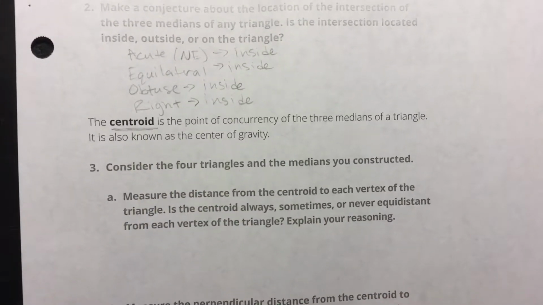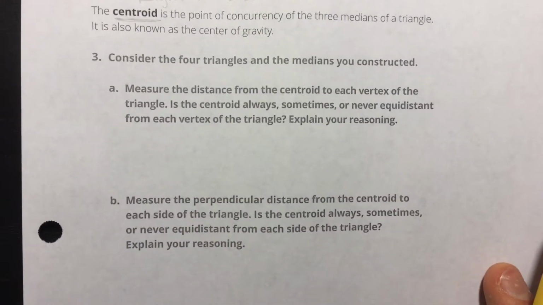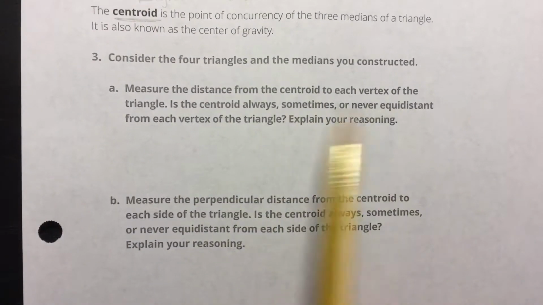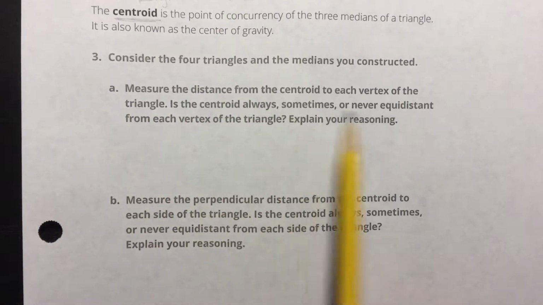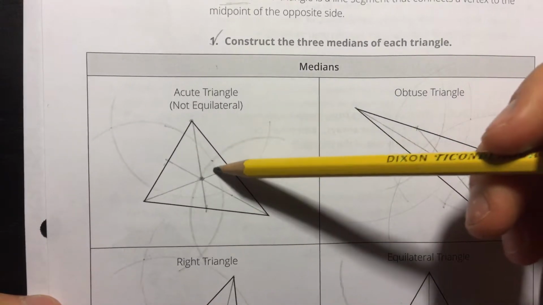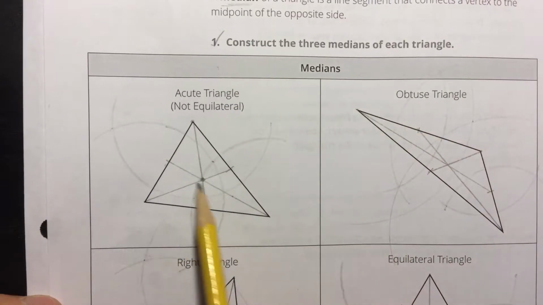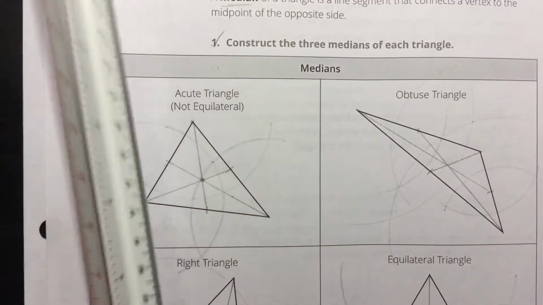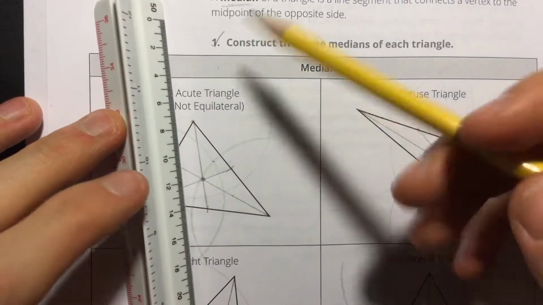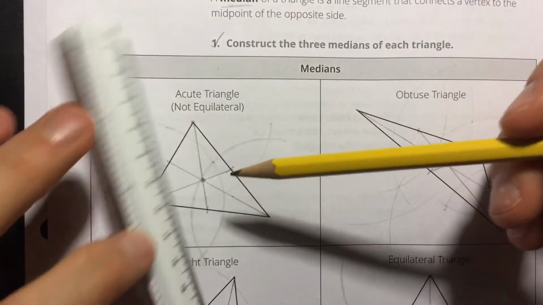So now it says, consider the four triangles and the medians you constructed. Part A says, measure the distance from the centroid to each vertex of the triangle. Is the centroid always, sometimes, or never equidistant from each vertex? So I did measure these earlier just to double check before the video, but you can kind of tell by looking as well. These ones look all similar, but if you measure them, this was the one that I had to double check with my ruler, okay? So from 8 to about 12, that's about 4 centimeters.